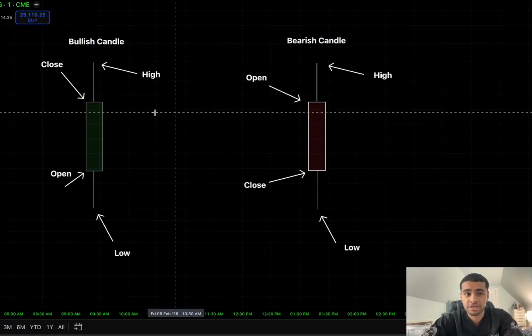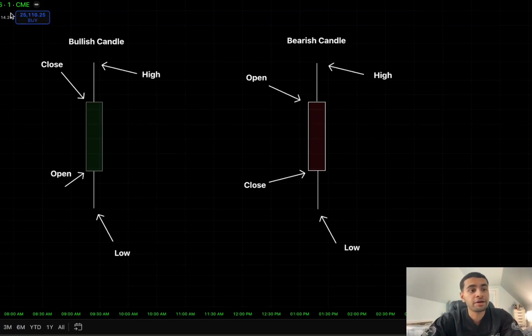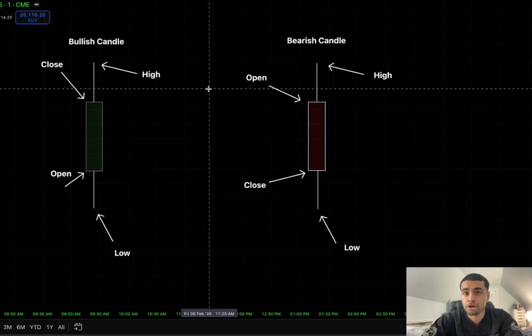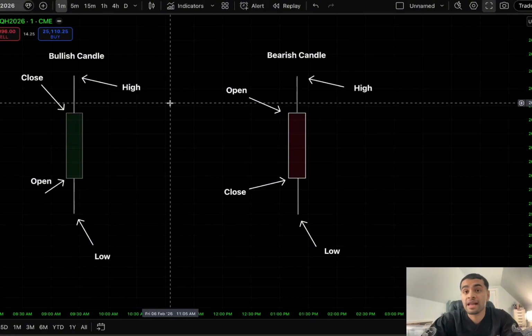So a candlestick can be 1 minute, 2 minutes, 3 minutes, 5 minutes, 15 minutes, 1 hour. You can just change the time frame literally on your TradingView. As you can see, there's a lot of time frames you can use for your candlesticks. These are my favorites. I don't need any other time frames.